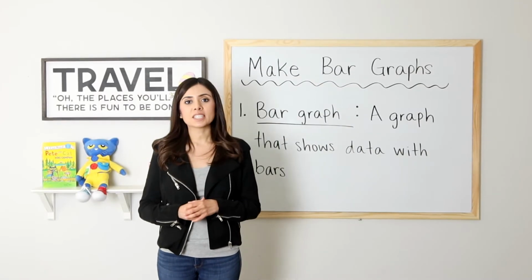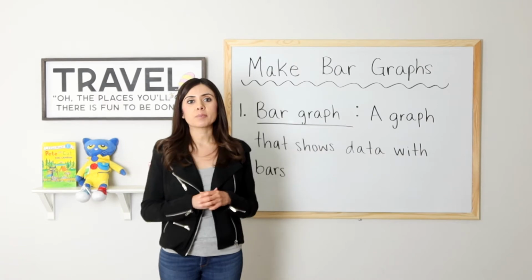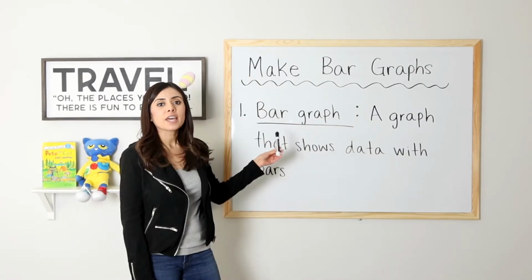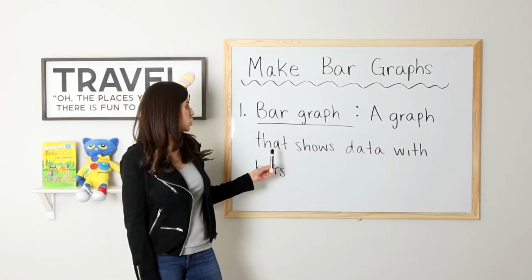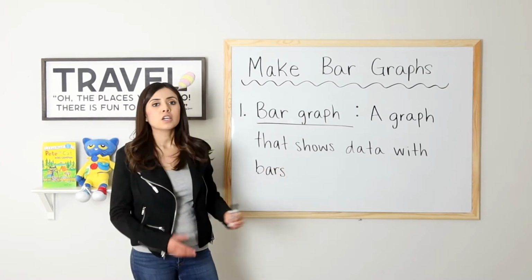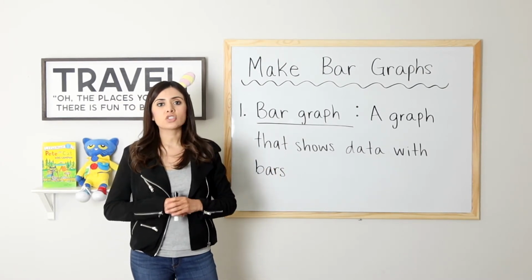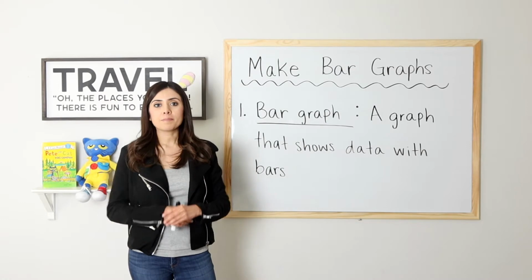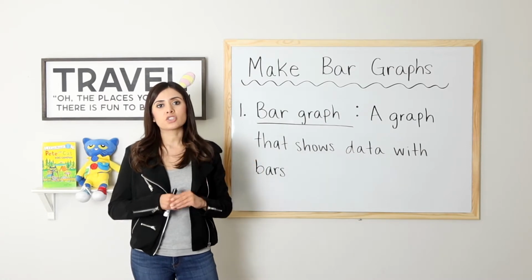Before we get into the lesson, let's go ahead and take a look at what a bar graph is. A bar graph is a graph that shows data with bars. So just like a picture graph shows data with pictures, a bar graph uses bars to show data.